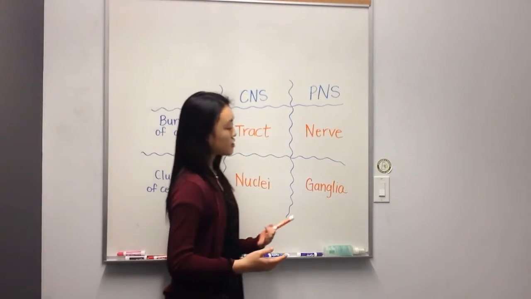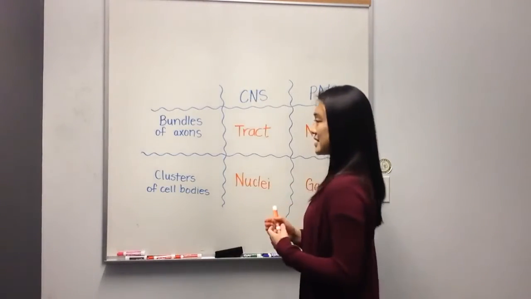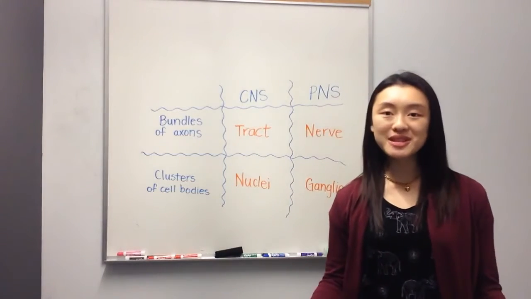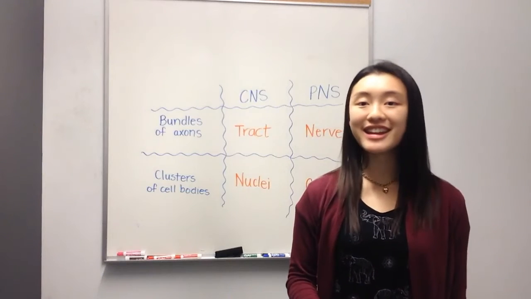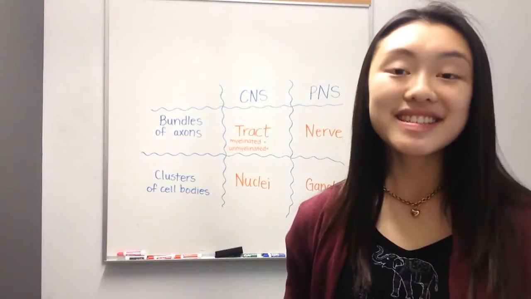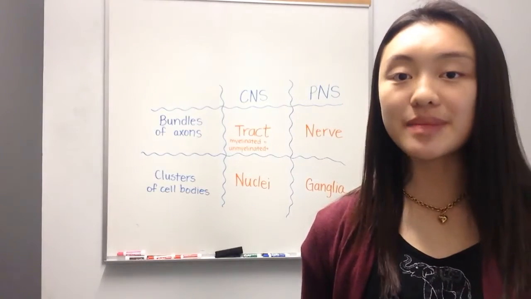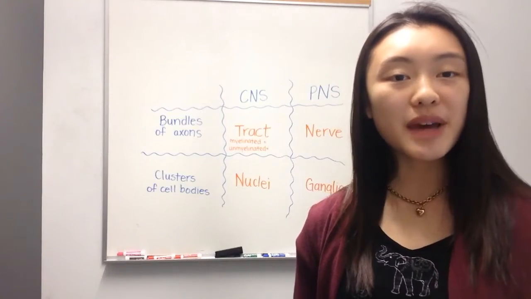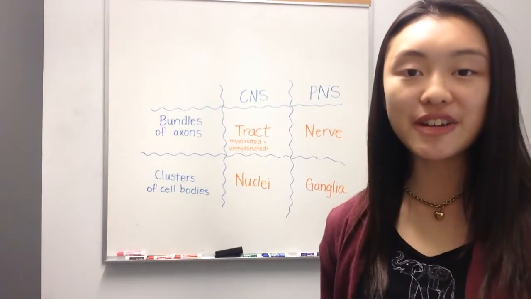One more thing that I'd like to add to tracts is that these axons can be myelinated or unmyelinated. We know that tracts in the central nervous system can be shown as gray or white matter, and this is simply due to the fact that some contain myelin and others don't. Again, some regions of the central nervous system contain myelin. Other regions do not, and this gives them a different appearance. They take on a different look.